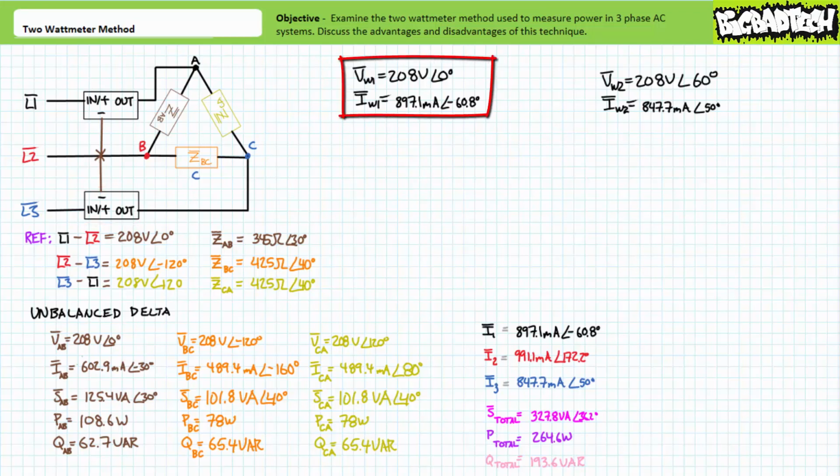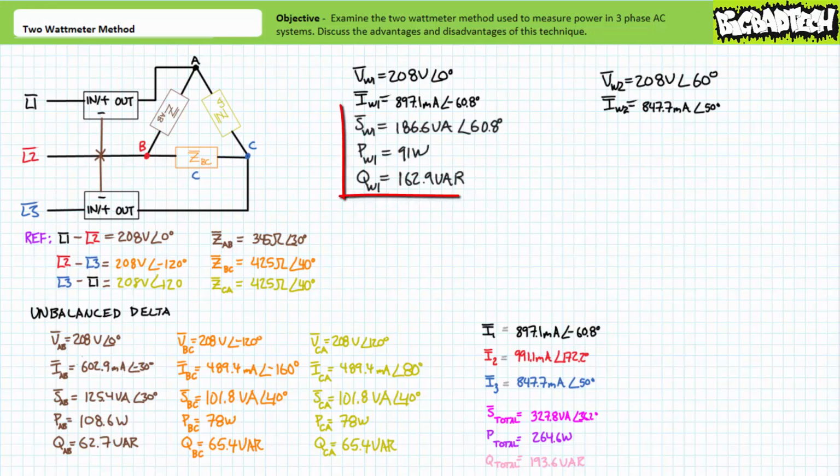Wattmeter 1's line 1 to line 2 voltage reading would be 208 volts at an angle of 0 degrees, and its line L1 current reading would be 897.1 milliamperes at an angle of negative 60.8 degrees. Current lags voltage by a relative 60.8 degrees. Application of the AC power formula demonstrates wattmeter 1 would display 186.6 volt amperes, of which 91 watts is directed towards real power and 162.9 VARs is directed towards reactive interchange. Taken in isolation, this wattmeter's reading is garbage because it's not the whole picture.